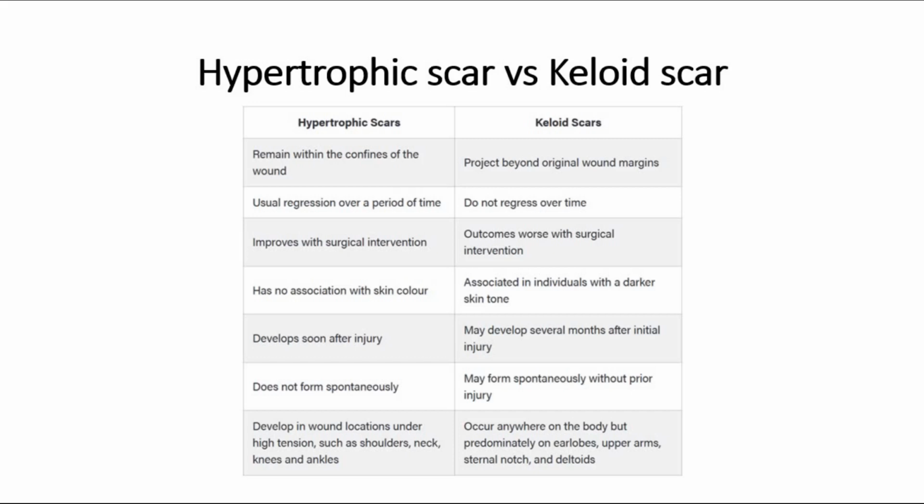Hypertrophic scars improve with surgical intervention. Has no association with skin color. Whereas keloid scars are more often seen in people with darker skin color. Keloid scars may form spontaneously without prior injury. Lastly, hypertrophic scars develop in wound locations under high tension, such as shoulders, neck, knees, and ankles. Whereas keloid scars can occur anywhere on the body but predominantly on earlobes, upper arms, sternal notch, and deltoids.